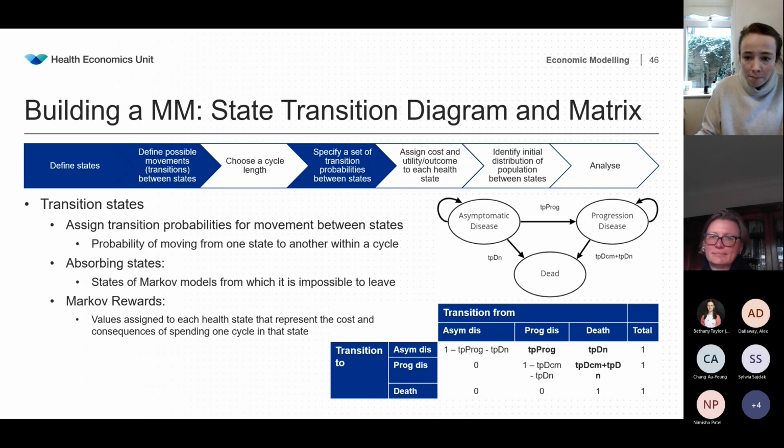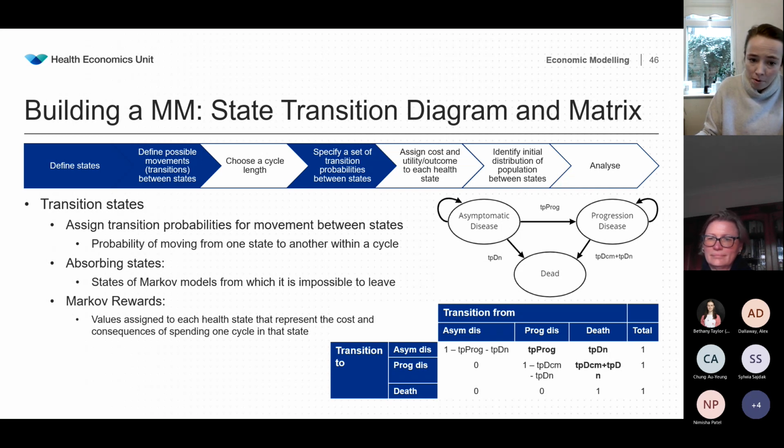Up here, these are the key steps in developing and analyzing a Markov model. The first step is you're going to define each of the points the same way that we did with the decision tree, so your transition states. Here, you're going to assign probabilities for movement between the states. That's denoted by this notation, where you have the probability for progression from asymptomatic to dead, the probability of progression from asymptomatic to progression, and the probabilities that you move from progression of the disease to dead.